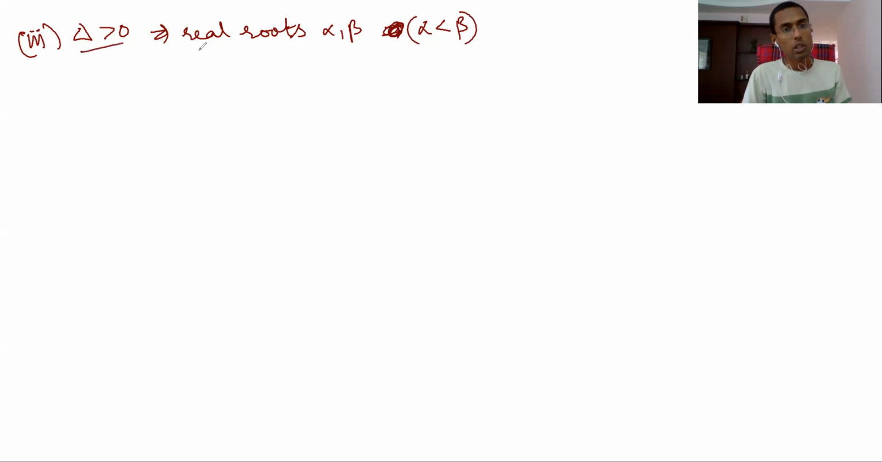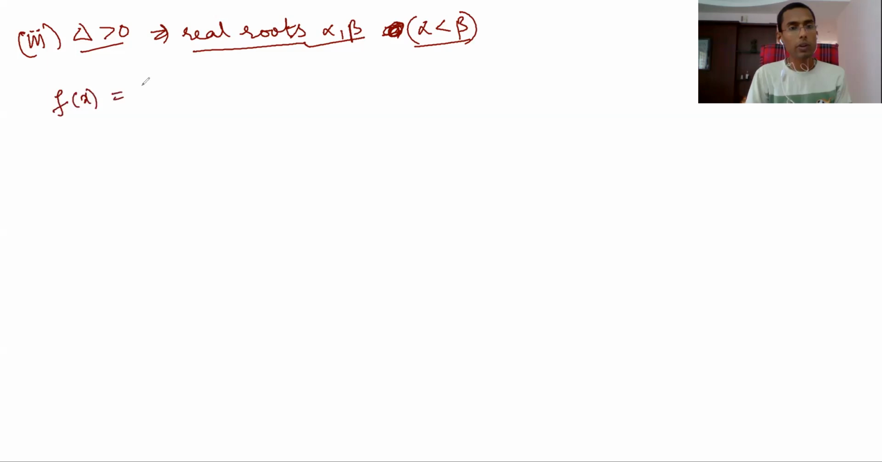If delta is greater than 0, there must be two real and distinct roots. Distinct means one of the signs must exist. We are taking alpha is less than beta, alpha is negative, beta is positive. So now what are you going to write? This also we explained already.